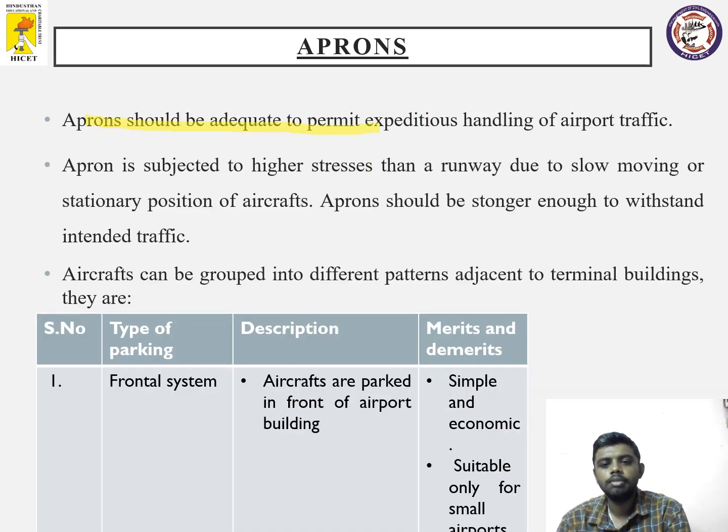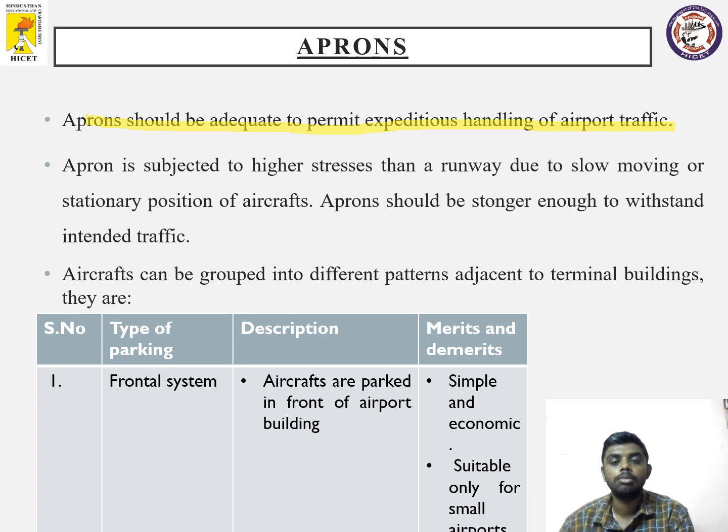Apron should be adequate to permit expeditious handling of airport traffic. Here, our apron should be able to handle all aircraft traffic in this particular airport. This is going to be the most important part, because if you take a runway, the aircrafts are going to move at very high velocity. They are going to have this impact load where the sudden load transfer will be happening here. But over the aprons, it will be a very slow movement, and the load will be very huge. To withstand all these things, the apron must be very suitably designed.